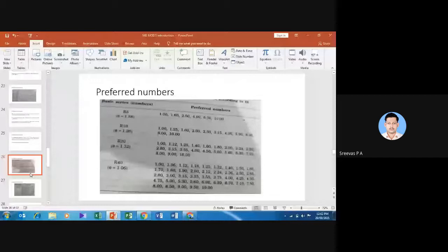So, okay, if you consider the R20 series, at which term will be the term 10?